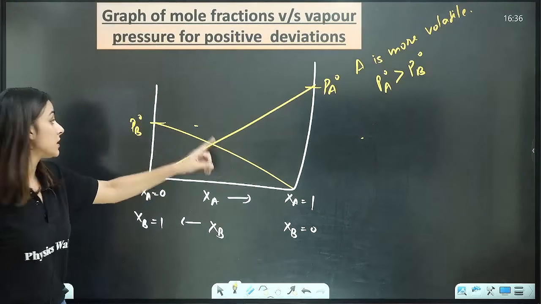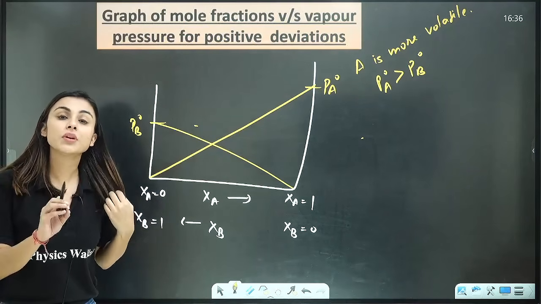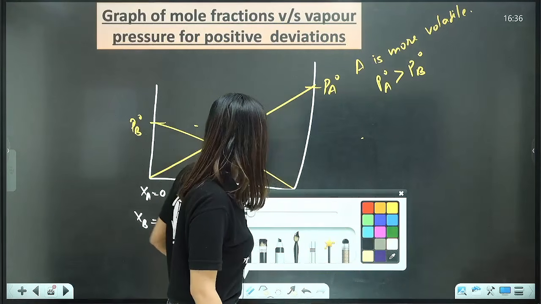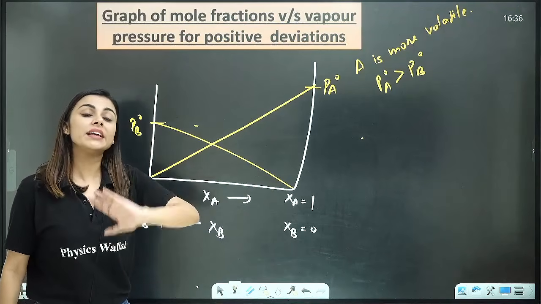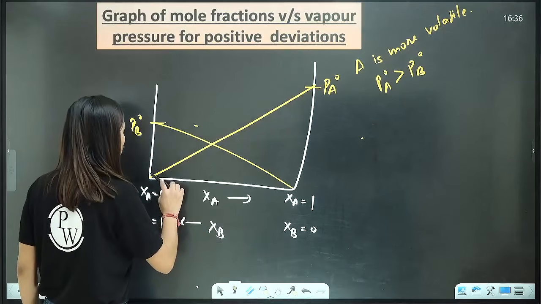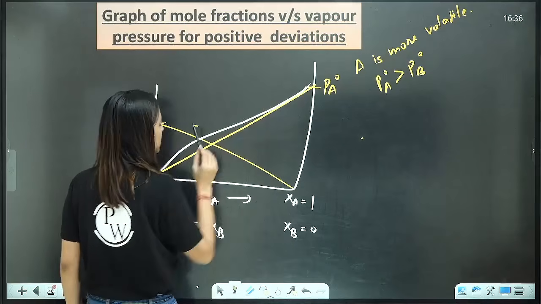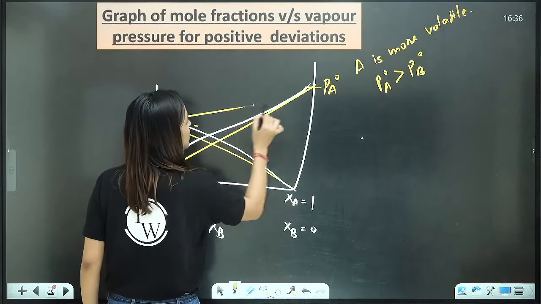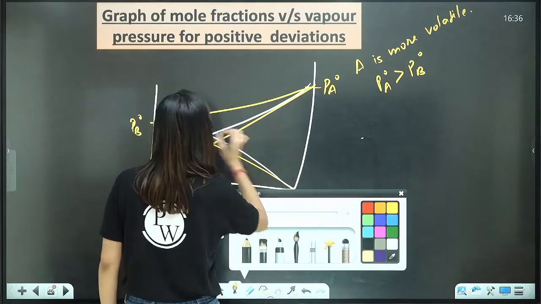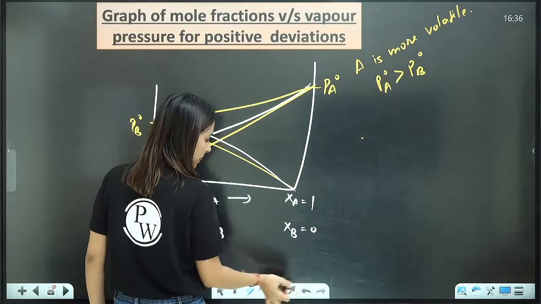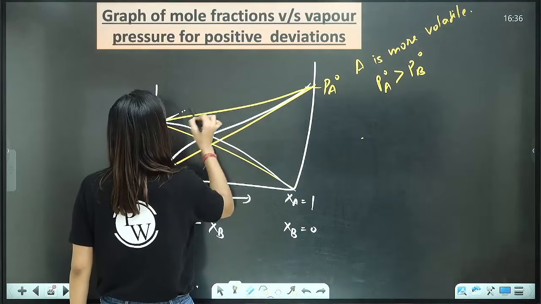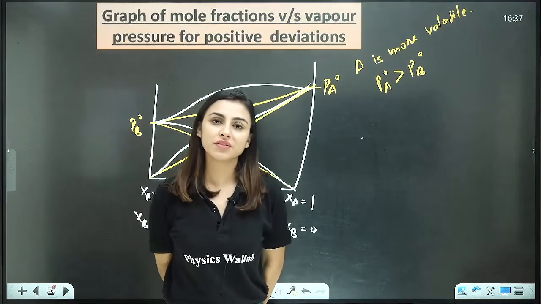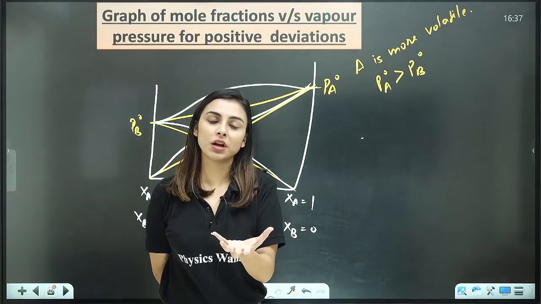What is this? This is if it was an ideal solution, but it is showing a positive deviation. And in positive deviation, we all know that pressure is more. Why? The interactions are weaker later, right? So the value would be something like this. It would be something like this. And if you talk about the total pressure, this was the total pressure. My dear students, its total pressure would also be more, right? Yes. So this would be the plot for a positive deviation of a solution from the Raoult's law.